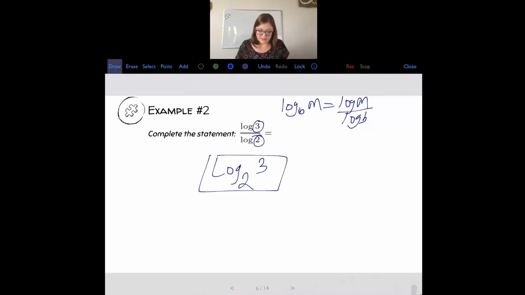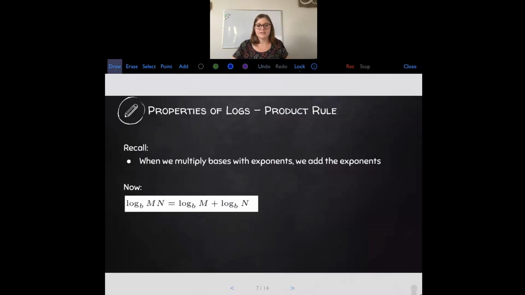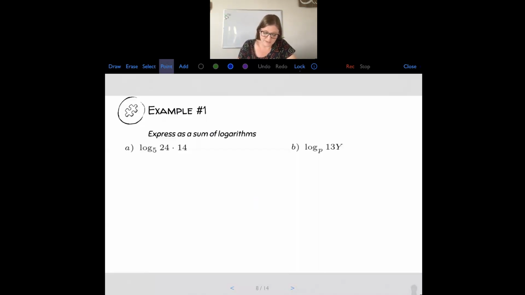Okay, so let's get into some properties of logs. The first one is called the product rule. So we do relate it to exponents. Remember that logarithms are the inverse of exponents. So when we multiply bases with exponents, we add the exponents. So when we have something being multiplied inside the logarithm, we can change it into a sum. Okay, so log base b of m times n is equal to log base b of m plus log base b of n.